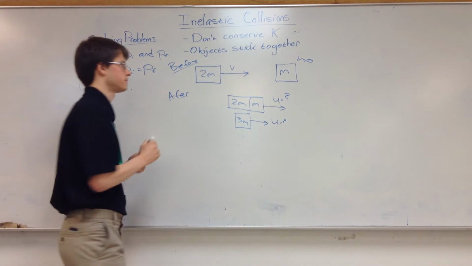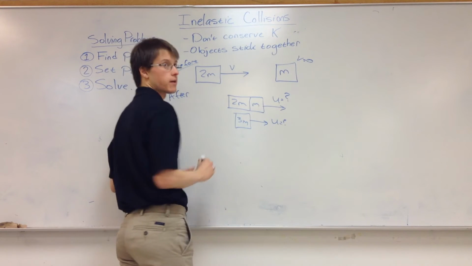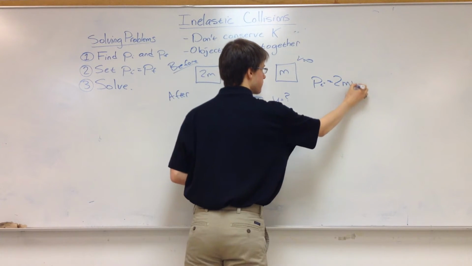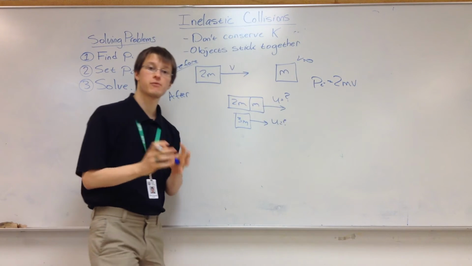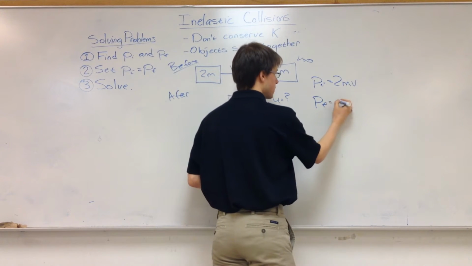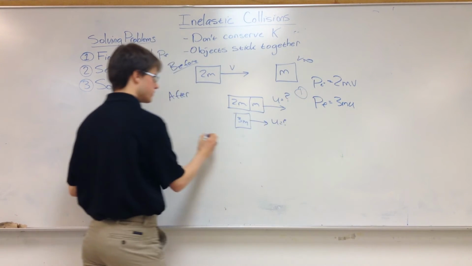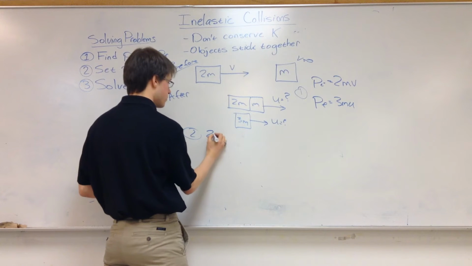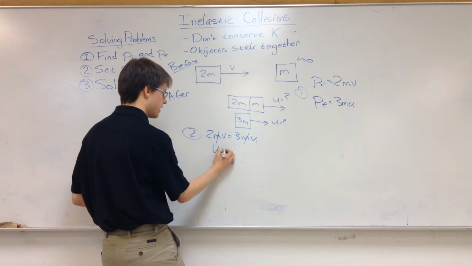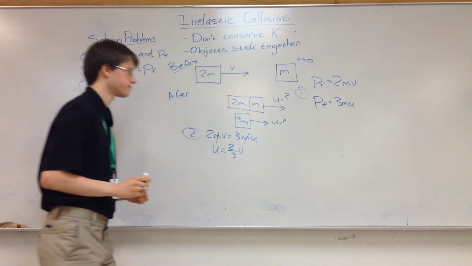Our initial momentum here is this object has a momentum of 2m times v, and this has 0. So our initial momentum is the sum, which is just 2mv. Our final momentum, now we have a mass of 3m moving with the speed of u, so our final momentum is 3mu. Now we set them equal. This was step 1. Step 2: 2mv equals 3mu. Cancel the m's, divide both sides by 3, and u is equal to 2/3 v.